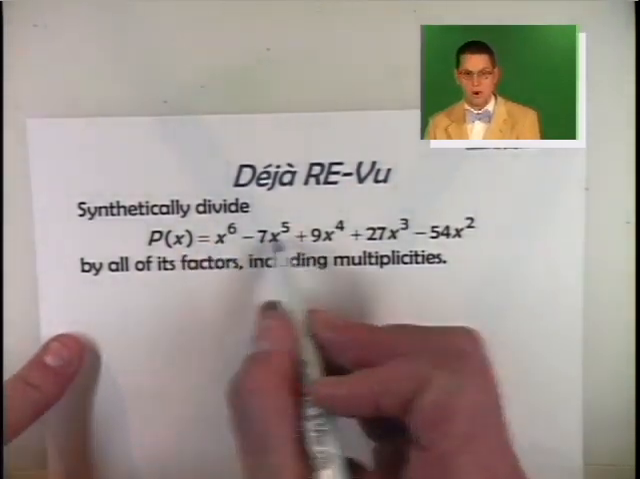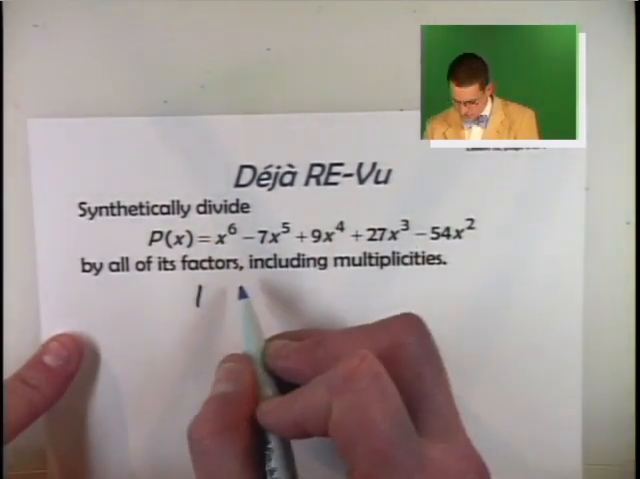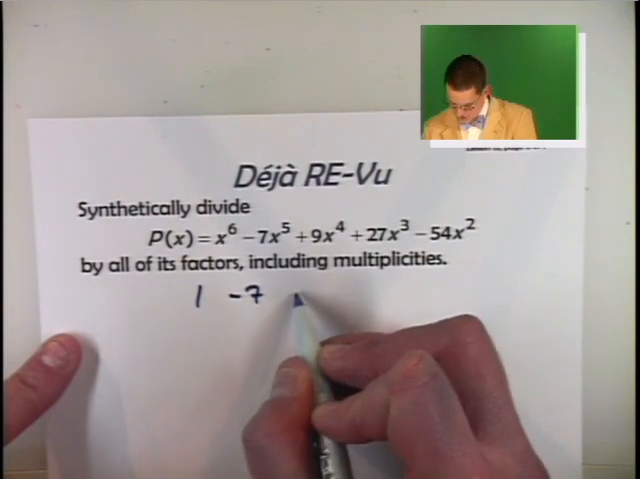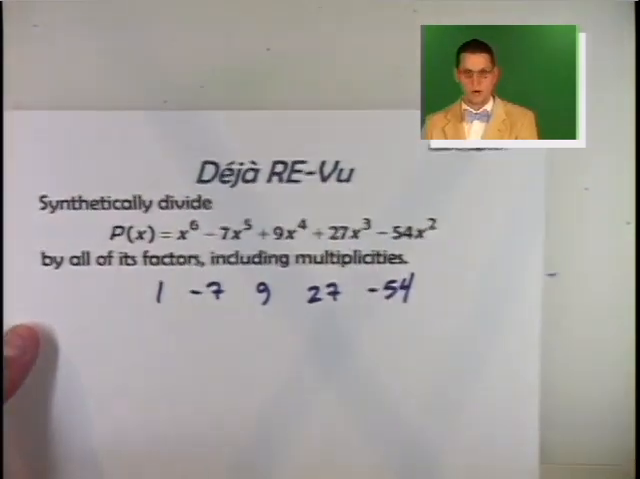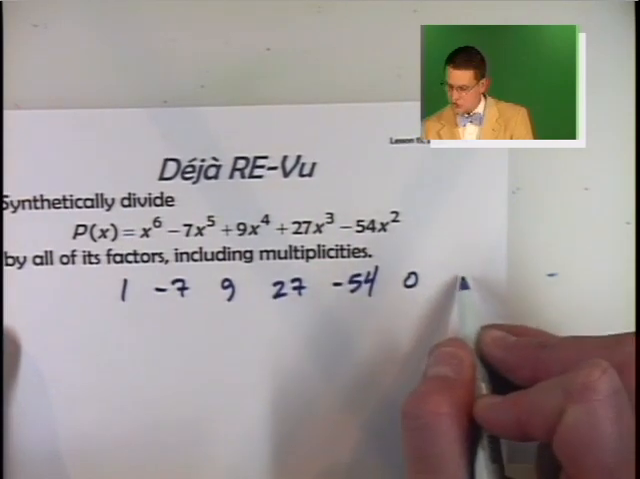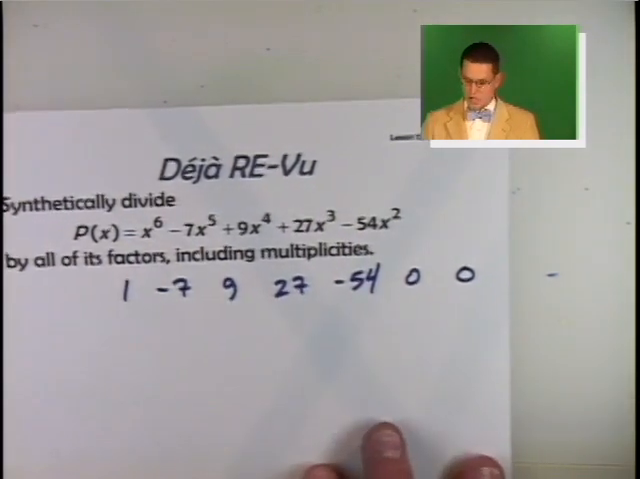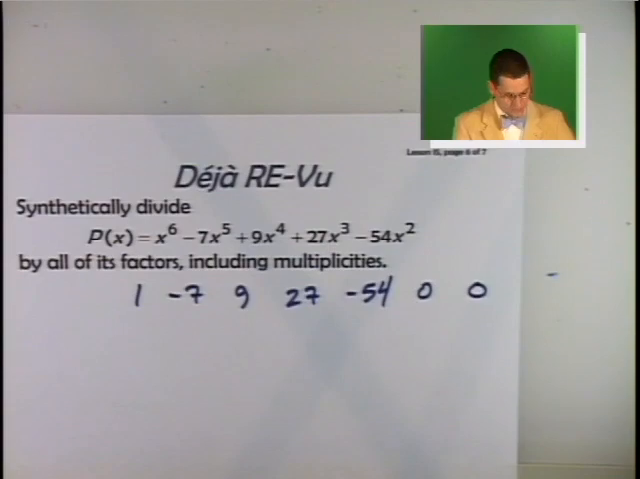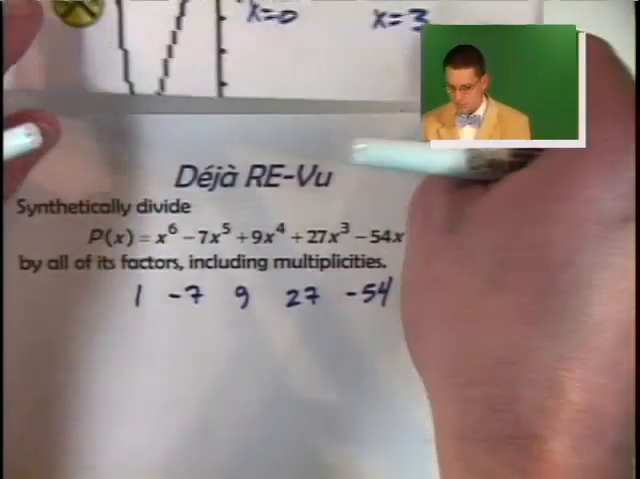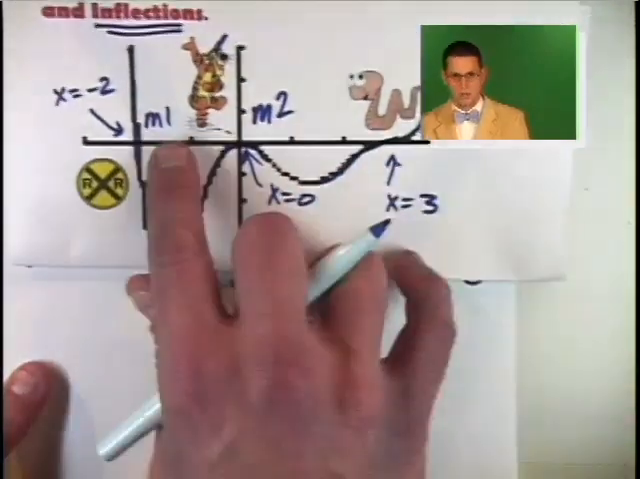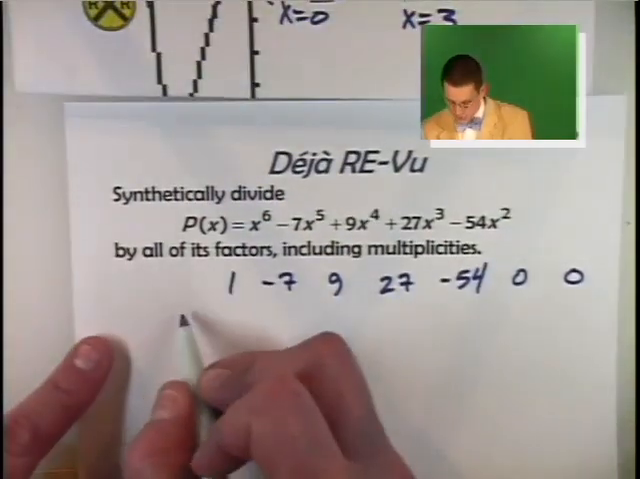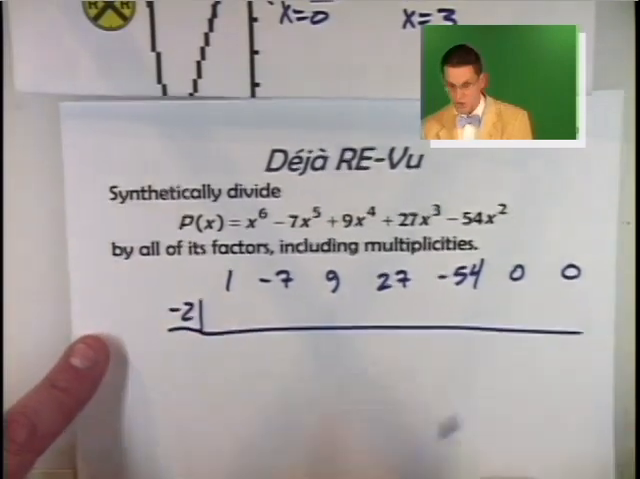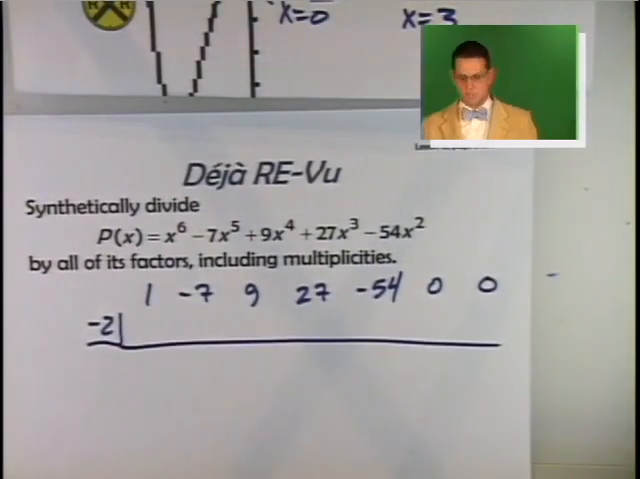We're going to write out all the coefficients. So I have 1x to the 6, negative 7, and then a 9, a 27, a negative 54x squared, and then I have 0x and 0 from my constant. Now, remember what my roots were. I'm going to actually use my roots, and I'm going to do them in the order from left to right. So let's do negative 2 first. It's a single root. So I should be able to synthetically divide with the negative 2. Here we go. It's going to be long, but the process is the same.